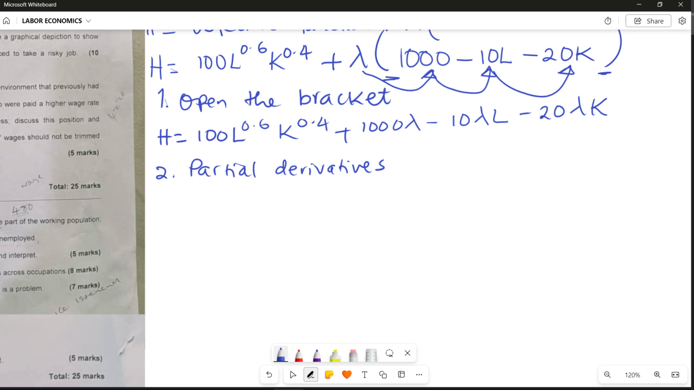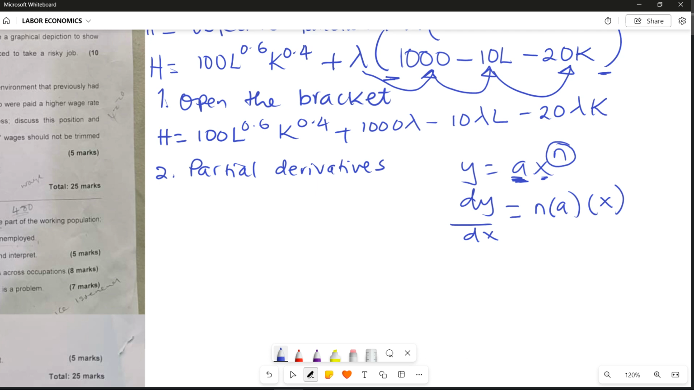Okay, so let's get the partial derivatives. But one more thing, how do we differentiate? If we have a function, let's say y is equal to a x to the power n, to get dy over dx, what we do is we get that power, the n, and multiply it with the a. Then we also multiply that by the x, and from the power we subtract 1. So dy/dx will just be n a x to the power n minus 1.